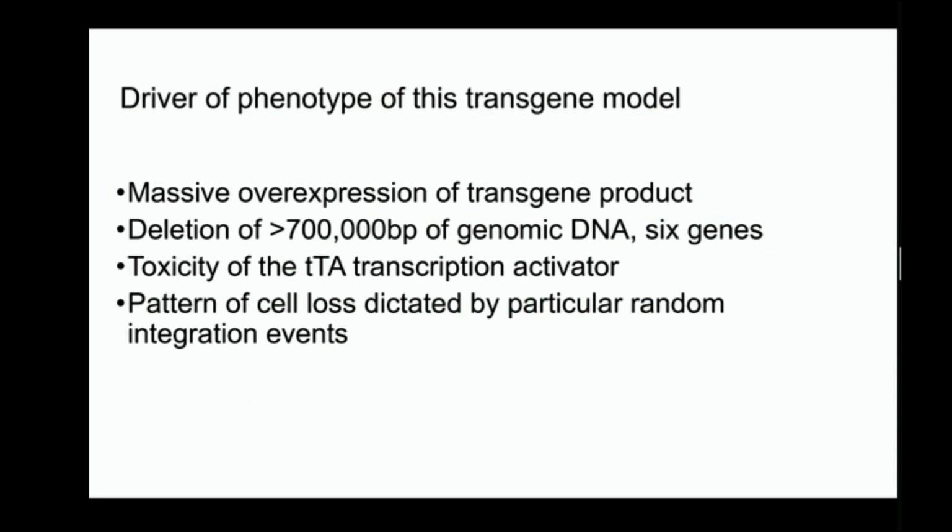So why was there this distinct phenotype in this line that made it really popular? Basically, it was because of all of the artifacts that came out from the random generation of the model. There's massive overexpression of the transgene product. Over 700,000 bases of genomic DNA were deleted, including 6 genes. The TET transactivator itself was toxic and led to cell death. And then the pattern of the cell loss that made it look somewhat like human dementia was really dictated by random integration events.